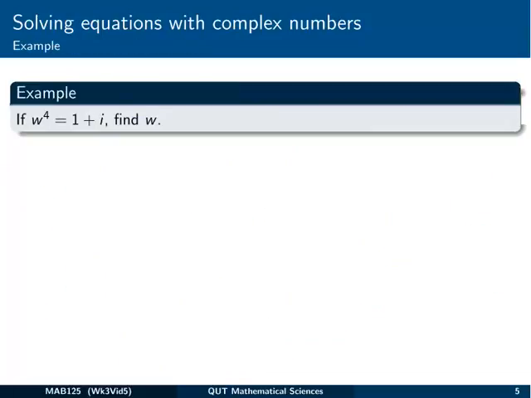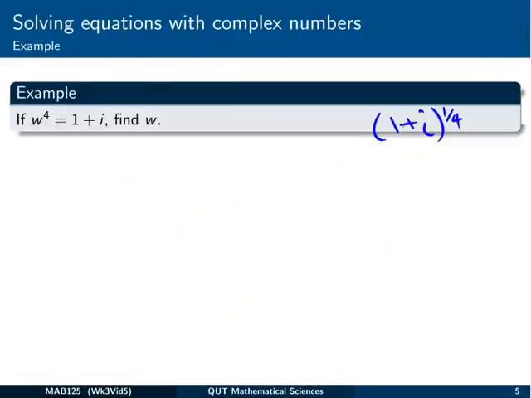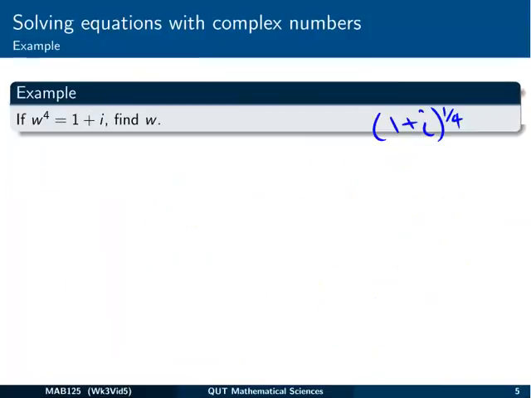So let's check it out. Here we've got a question that says, w to the 4 is 1 plus i, find w. So in other words, you could think of that as saying, well, what's the 1/4 root of 1 plus i, if you like. Okay, so thinking back, (1 plus i) to the 1 on 4, that's essentially saying that our number z here in the rule is 1 plus i. But the rule only works for exponential forms, so we need to find 1 plus i in exponential form.